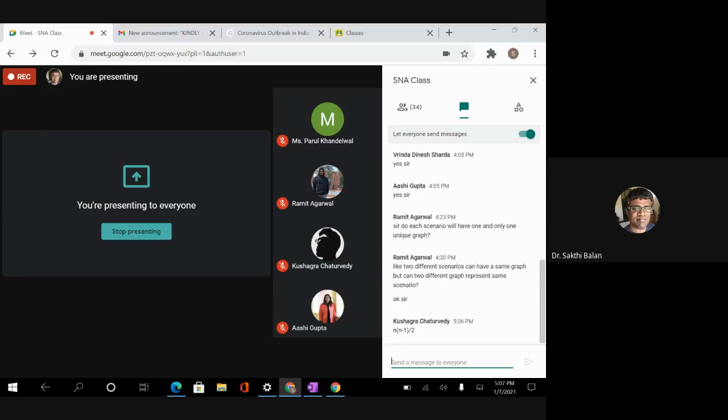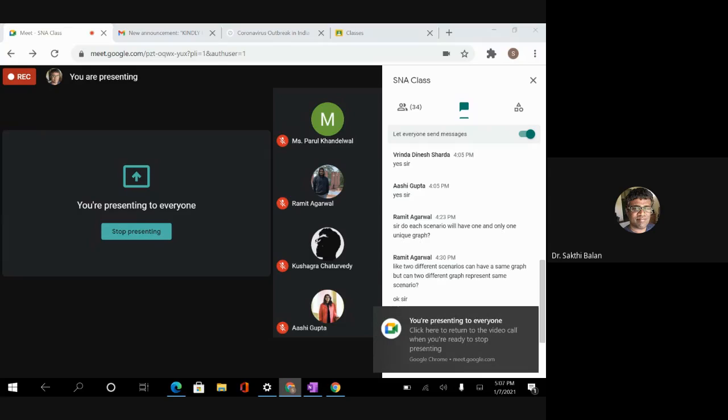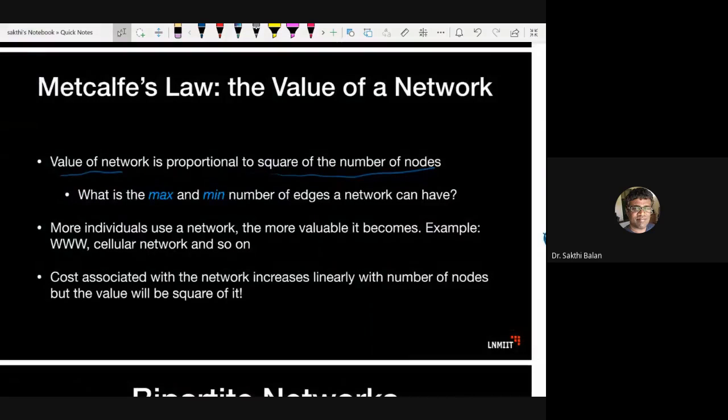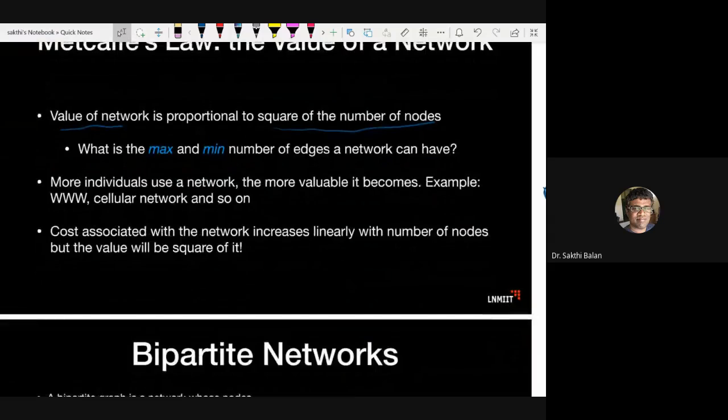Okay, so that is very important. So you need to consider that. So that is what is explained here. That is called Metcalfe's law. Okay, so the more individuals use a network, the more valuable it becomes. So for example, the WWW network, the cellular network, and so on, right? So people want more and more mobile users to join their network, so as to increase their revenue in the squared way, right?